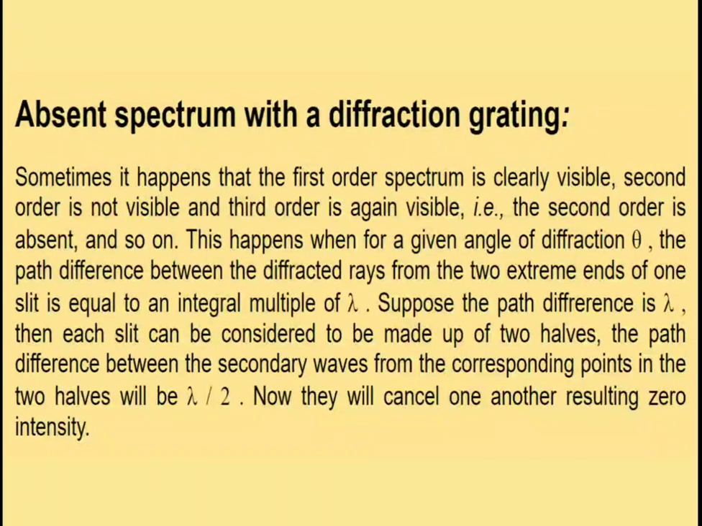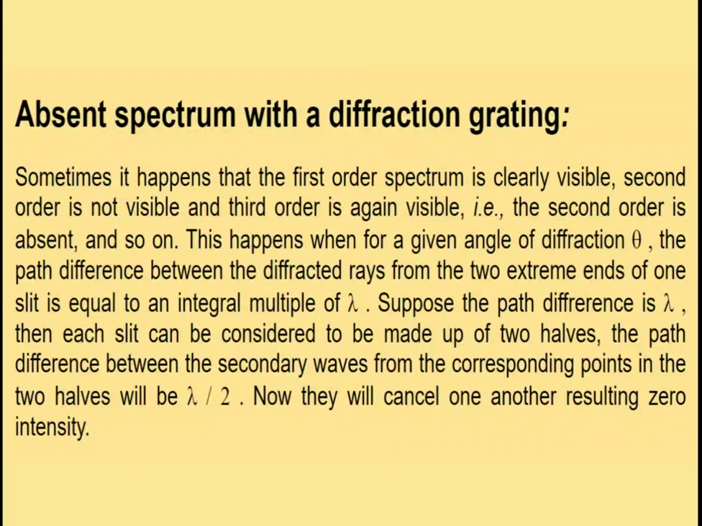Now, absent spectrum with a diffraction grating. This is a very important concept. Whenever we discuss the diffraction grating spectrum, some of the spectrums are absent. So what are the absent spectrums? Sometimes it happens that the first order spectrum is clearly visible, the second order is not visible, again the third order is visible. That is, the second order is absent, and so on. This happens for a given angle of diffraction theta. That means depending upon the theta value, some of the spectrums are absent.